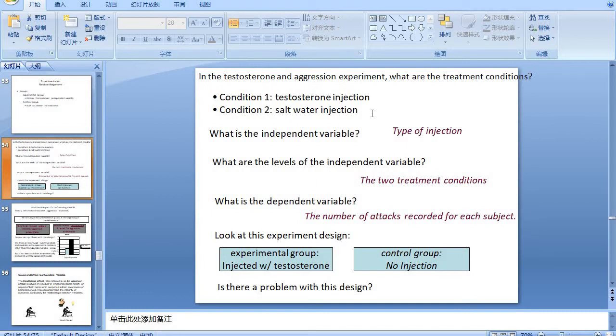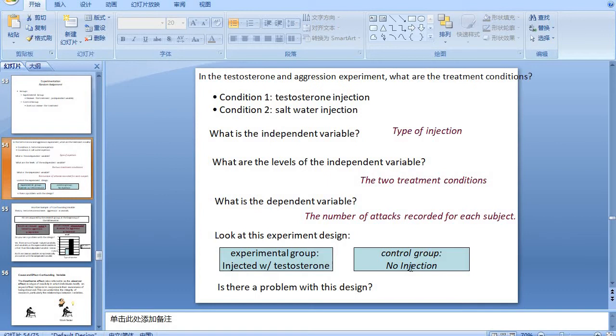But we can simplify it a little bit. I think giving the saltwater injection is redundant. It's too much trouble. So what if we have two groups? One group receives a testosterone injection, the other group receives no injection at all. So you don't increase their testosterone level, you don't give them the injection. Is there a problem in this research design?